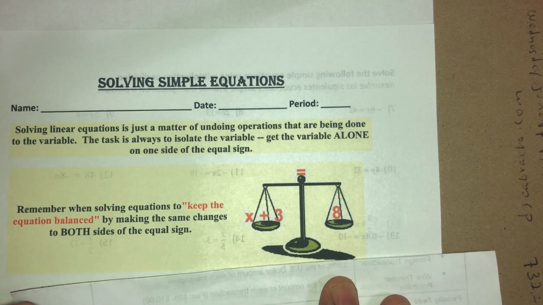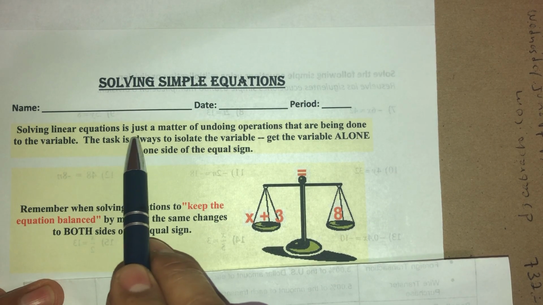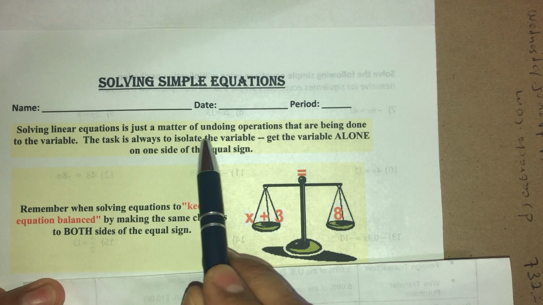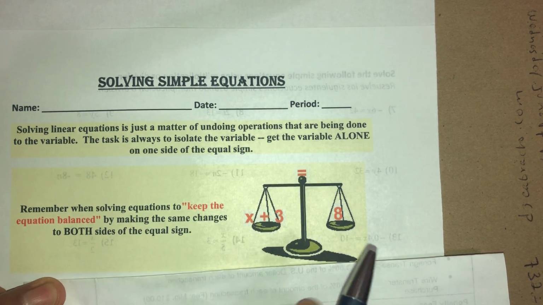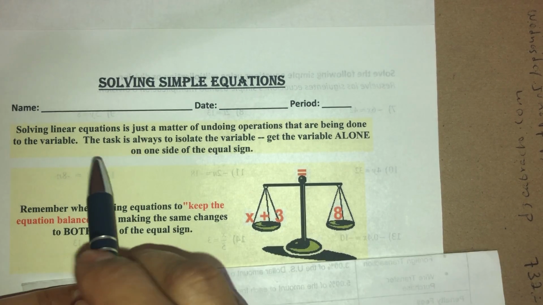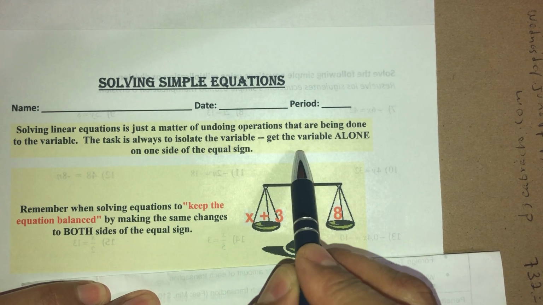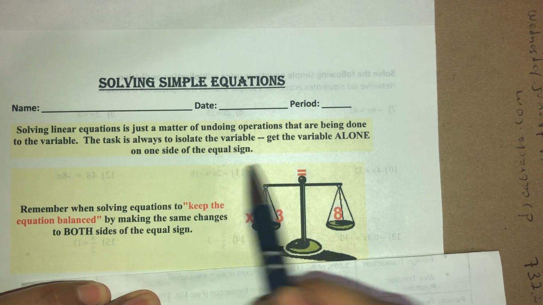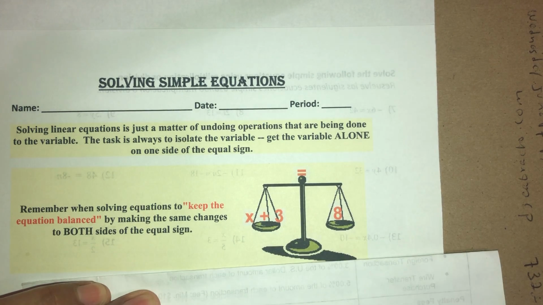So we are solving simple equations. That means solving linear equations is just a matter of undoing operations that are being done to the variable. Remember, variables are any letters of the alphabet, all right? A variable is an unknown value, okay? Also, remember, the task is always to isolate the variable. Get the variable alone on one side of the equal sign, okay? It's written down here in English, but I'm going to translate it in Spanish, all right?